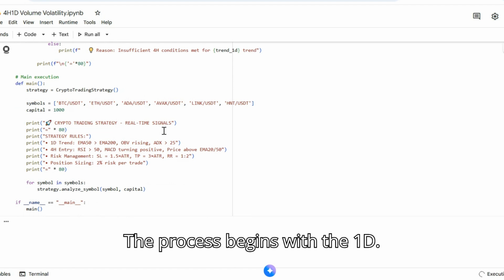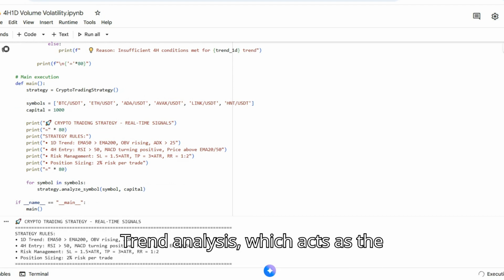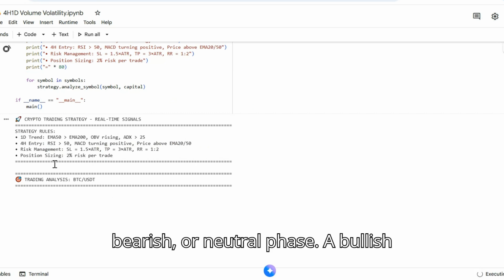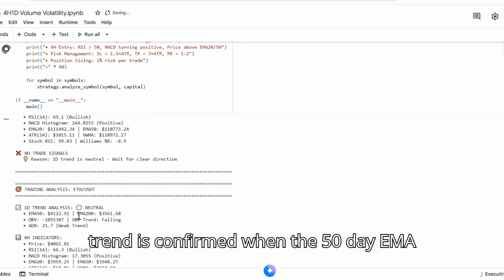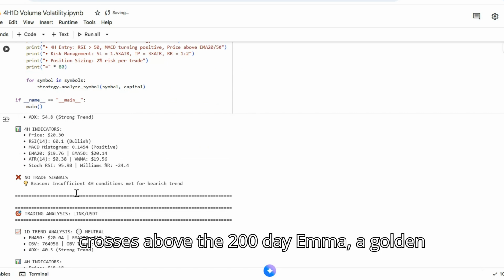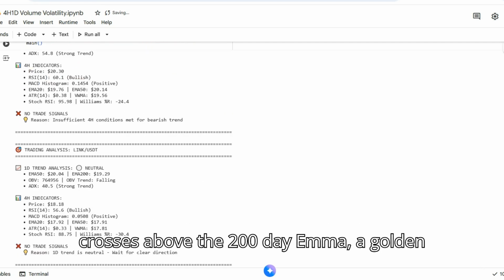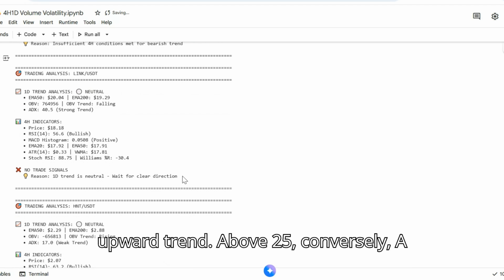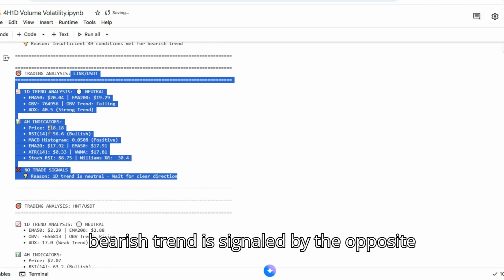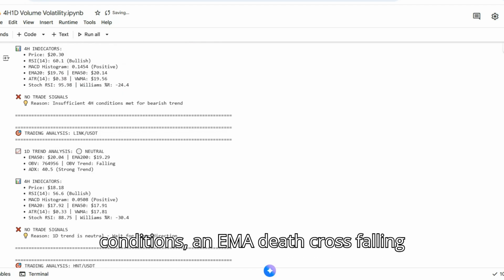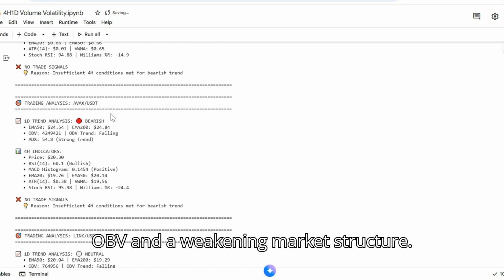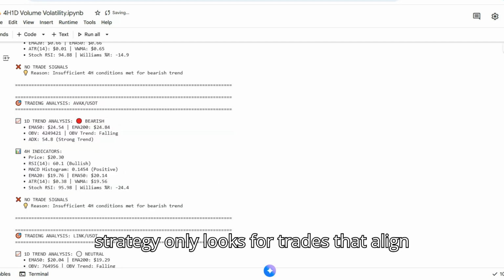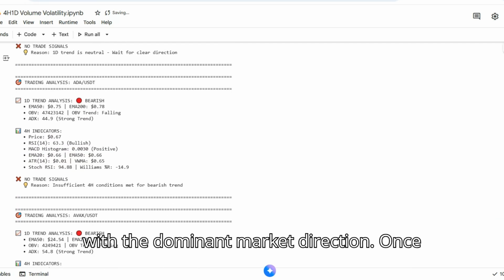The process begins with the 1D trend analysis, which acts as the foundation of the strategy. It determines whether the market is in a bullish, bearish, or neutral phase. A bullish trend is confirmed when the 50-day EMA crosses above the 200-day EMA, a golden cross. The OBV shows increasing buying volume, and the ADX indicates a strong upward trend above 25. Conversely, a bearish trend is signaled by the opposite conditions, an EMA death cross, falling OBV, and a weakening market structure. This daily trend filter ensures that the strategy only looks for trades that align with the dominant market direction.